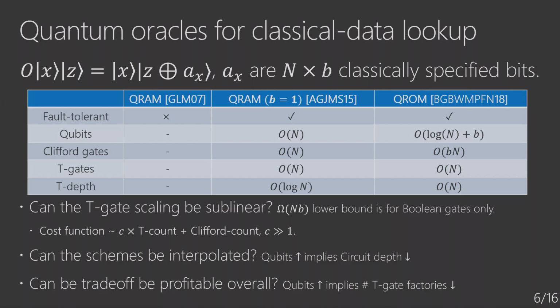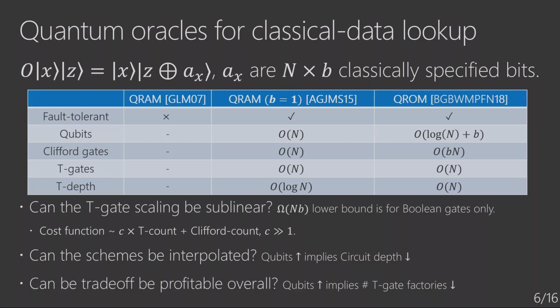Well, T gates are the most expensive, so the most obvious question is, can we make the T-gate scaling better? Instead of linear in terms, can we make it sublinear? There are some reasons why this might be possible. We have lower bounds on the gate complexity, but this is for all gates. Maybe T gates are special. Perhaps if you look at T gates alone, you can have far fewer of them.